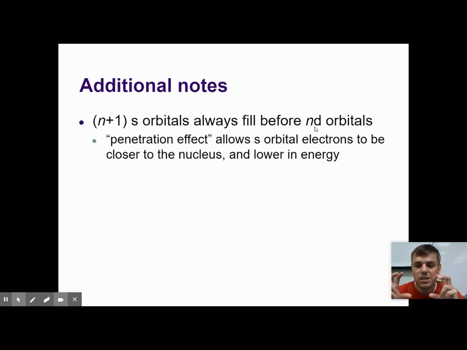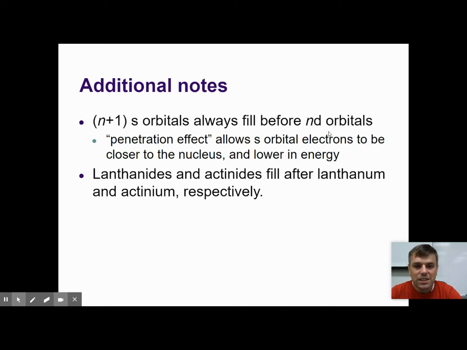That's because of this thing called the penetration effect, because if you remember from yesterday, the s orbitals have these layers on them. So it's possible for that electron in an s orbital to actually get closer to the nucleus and therefore be lower in energy. You also have the fact that these 3d orbitals are in there with the 3s and 3p. They all kind of overlap. And as you keep packing more and more electrons in there, it becomes really difficult to do that without the addition of more protons in the nucleus to help pull everything together.